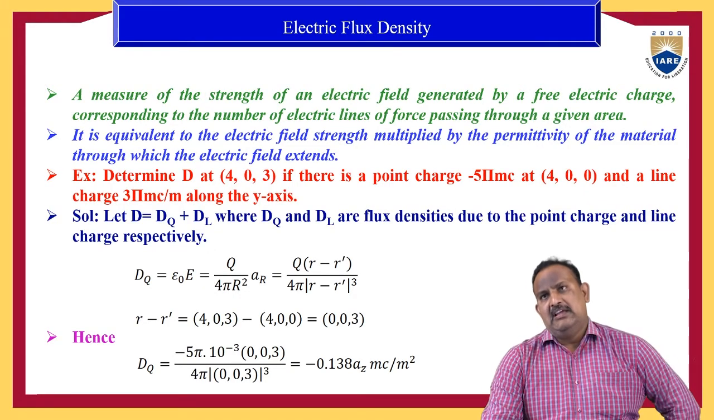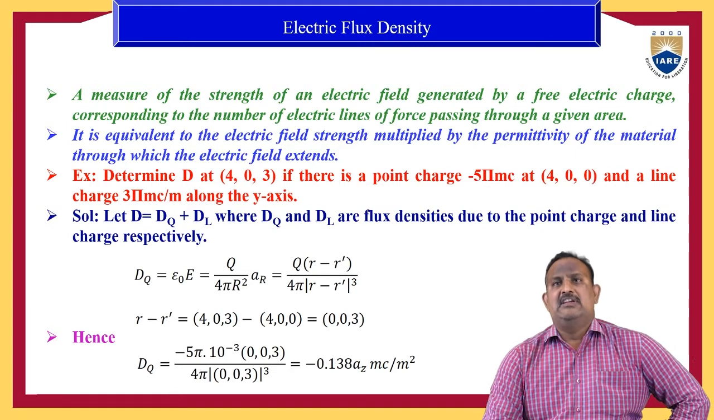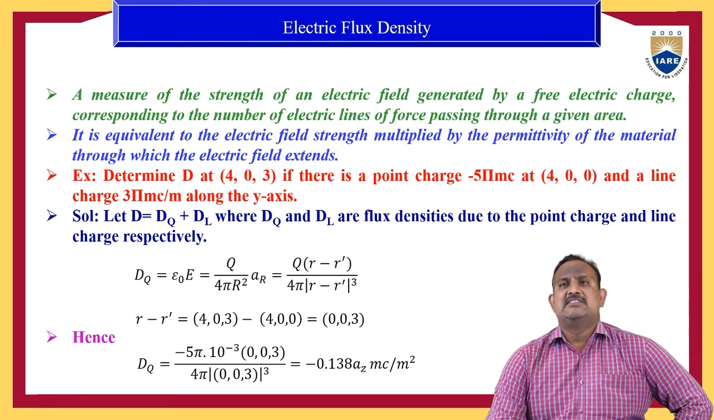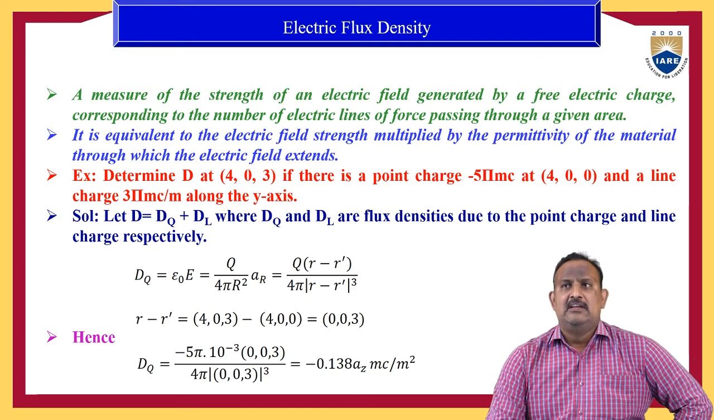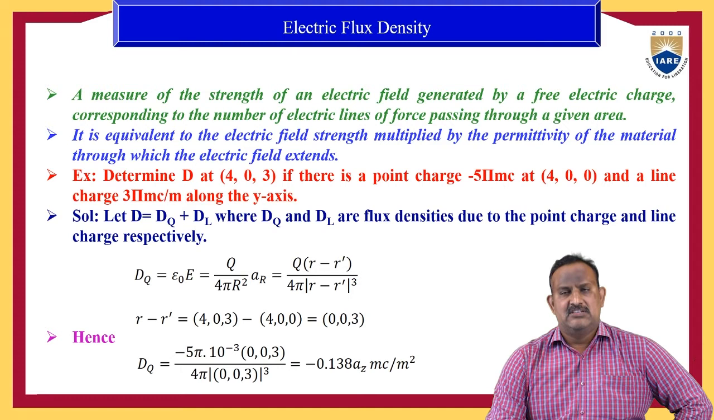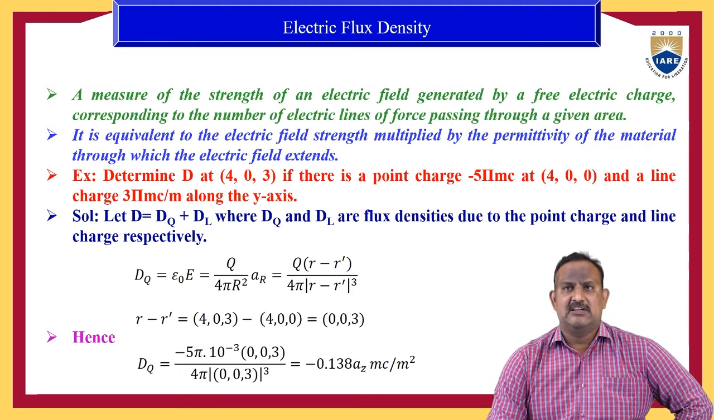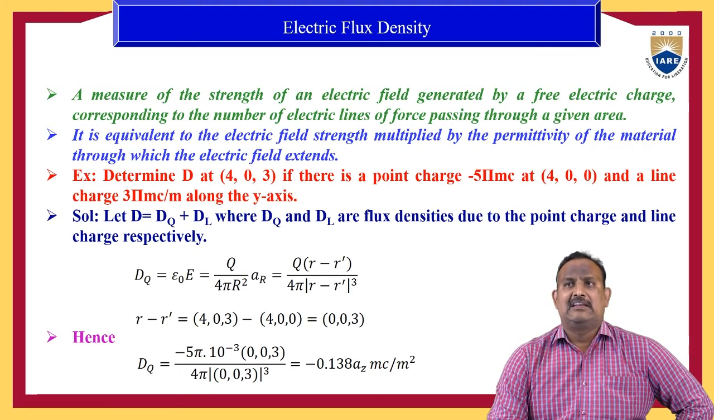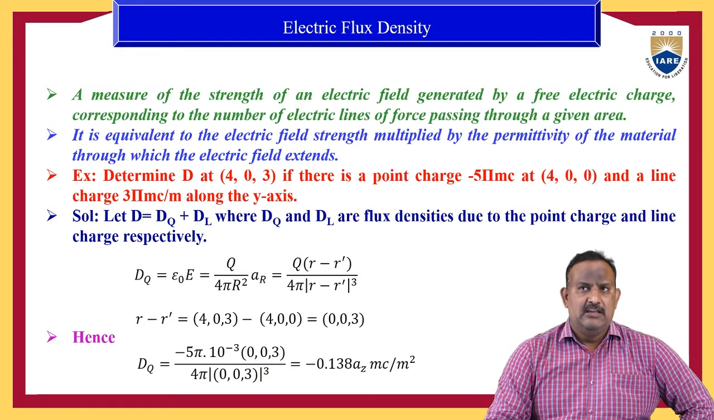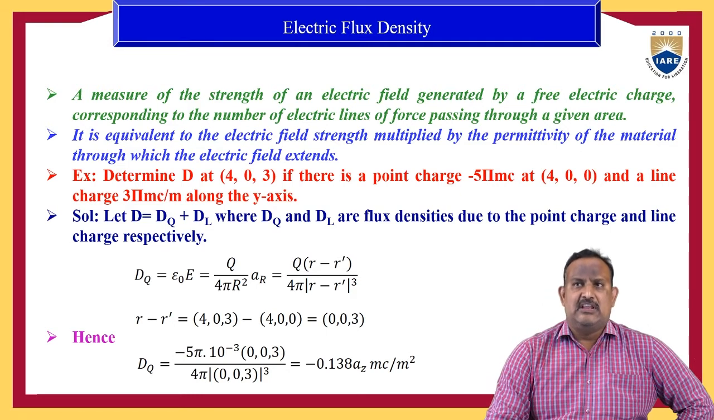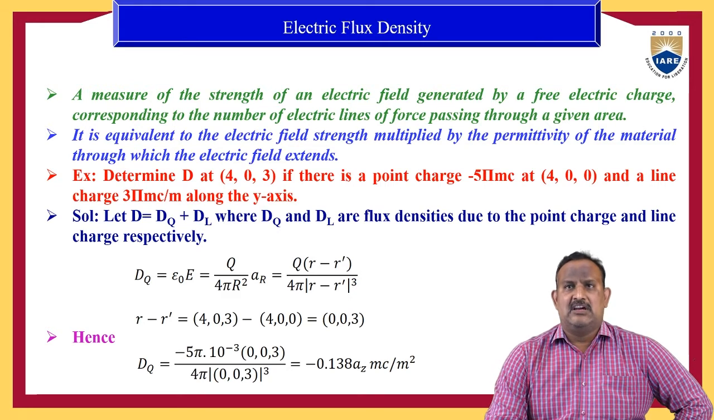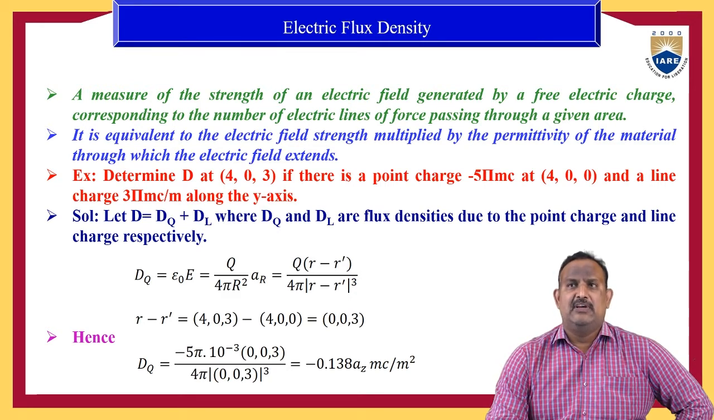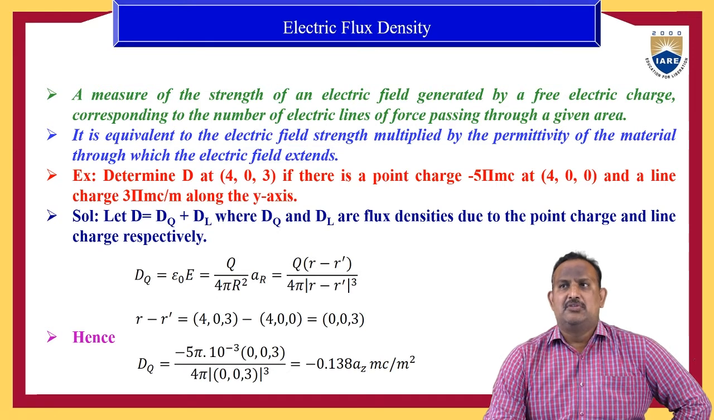Now, here we can define the electric flux density in different ways. First, electric flux density is a measure of the strength of an electric field generated by a free electric charge, corresponding to the number of electric lines of force passing through a given area. Let us assume some given area.